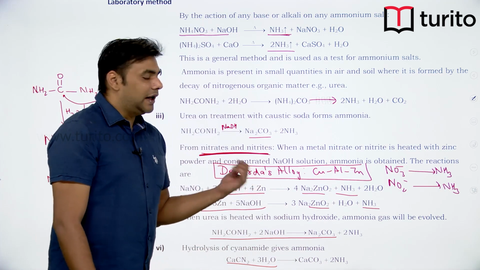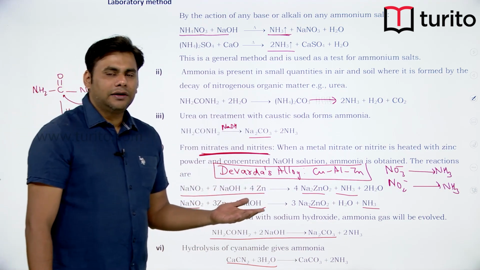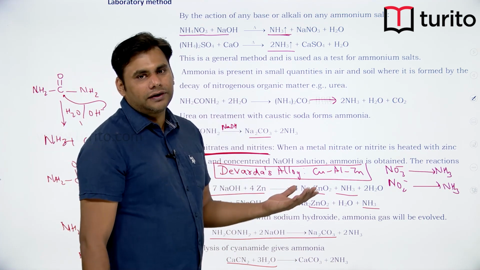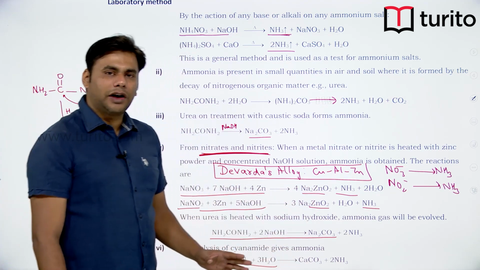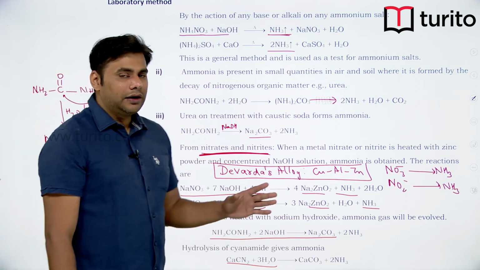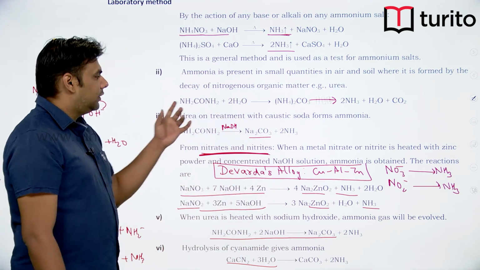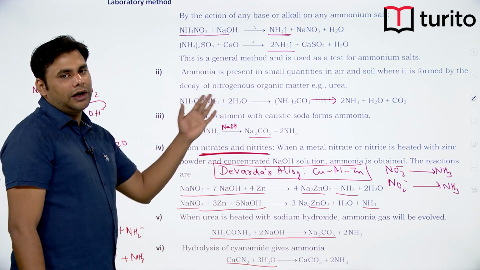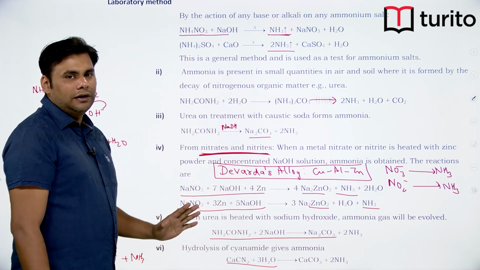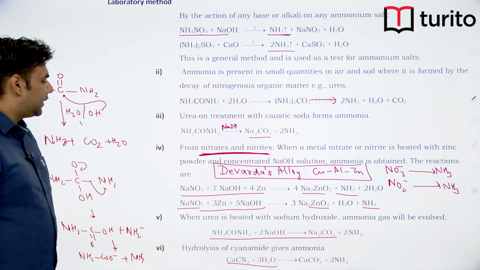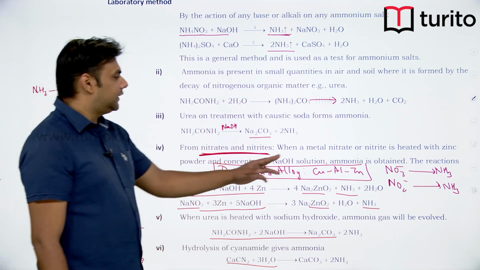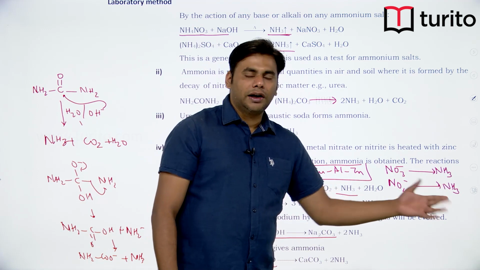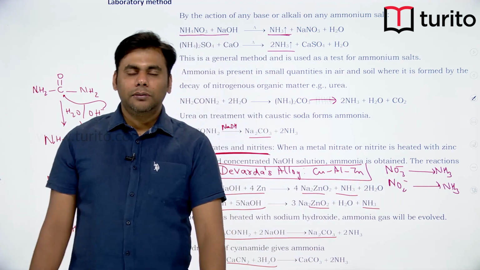Next was the hydrolysis of nitride. Any nitride on hydrolysis will give us ammonia. Calcium cyanamide on hydrolysis will give us calcium carbonate and ammonia. The next important reaction was hydrolysis of urea. Urea can be hydrolyzed in water, in basic medium as well. And a very important reaction, that is reduction of nitrates and nitrites. Nitrates and nitrites can be reduced into ammonia by Devarda's alloy in basic medium.